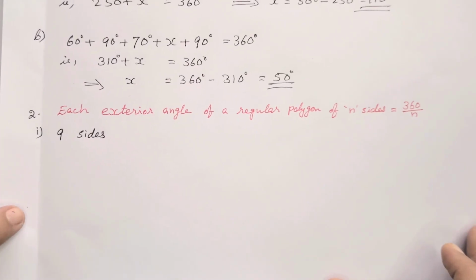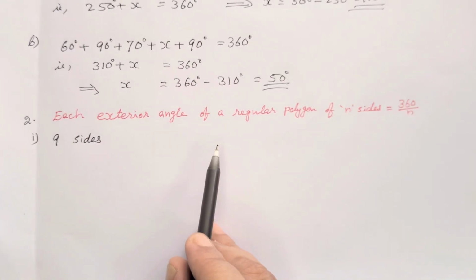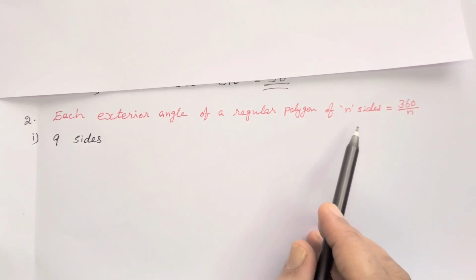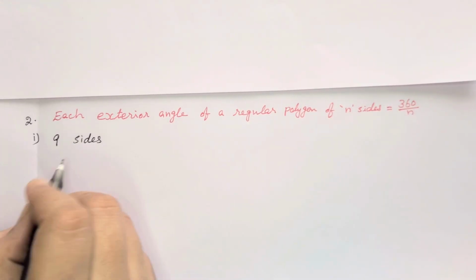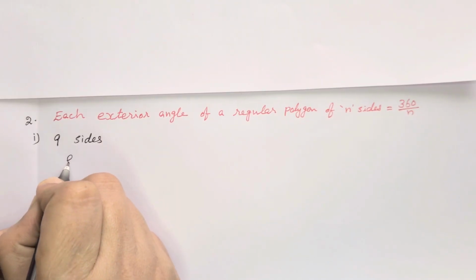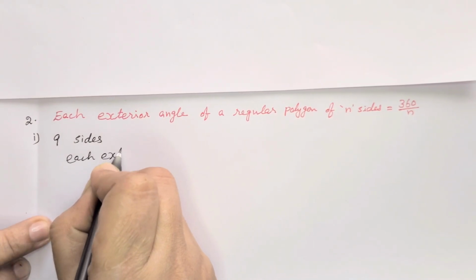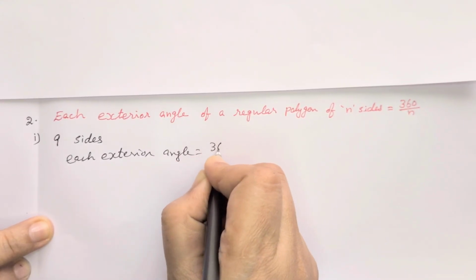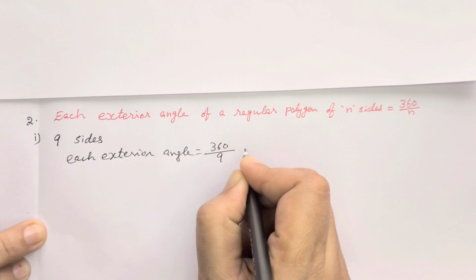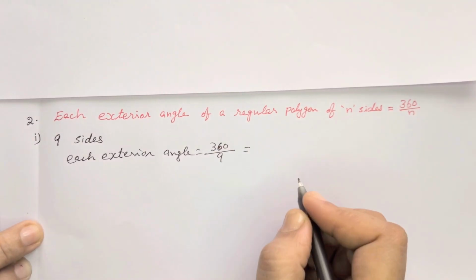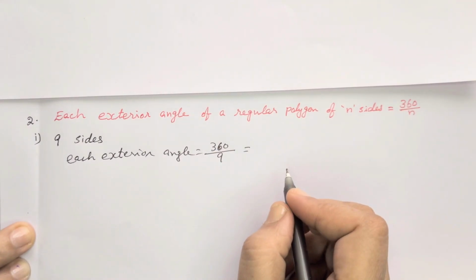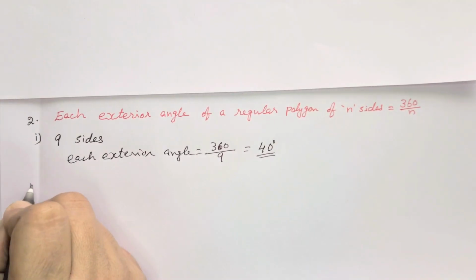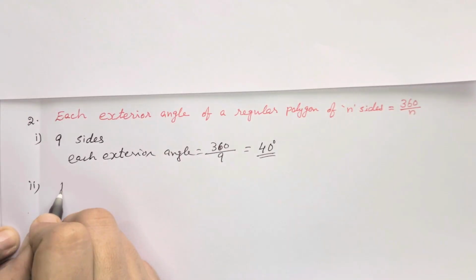Here we can see each exterior angle of a regular polygon of n sides we can write as 360 by n. So here 9 sides. So each exterior angle is equal to 360 divided by 9. 360 divided by 9, we will get 40. So each exterior angle will be 40 degrees. Second case, there are 15 sides.